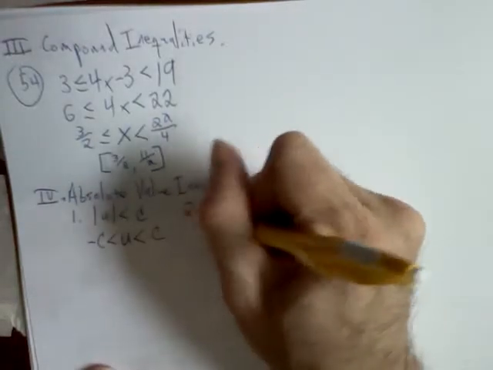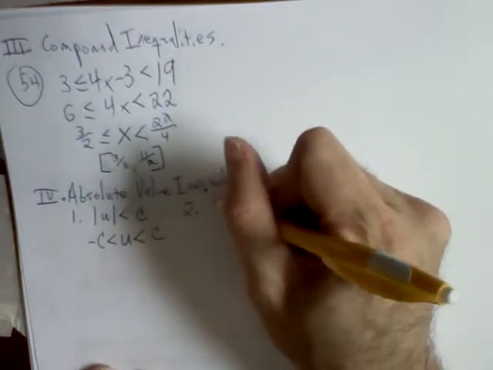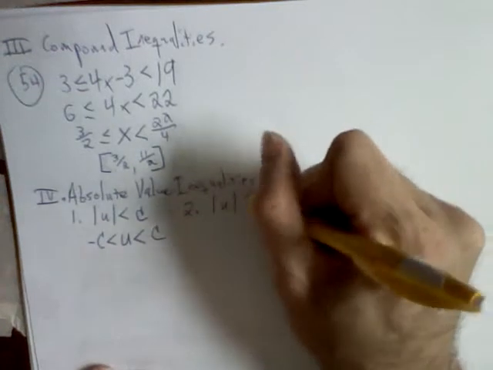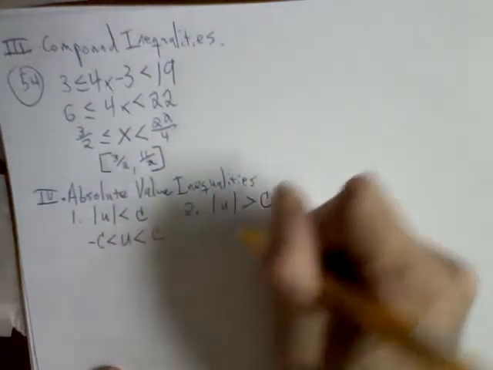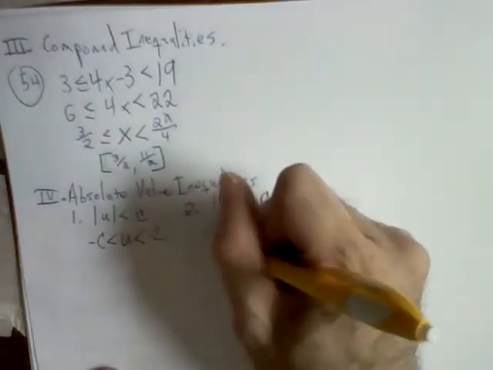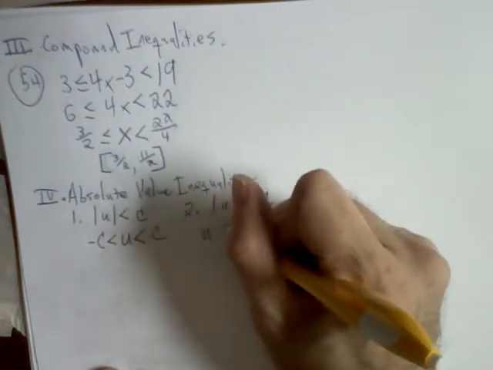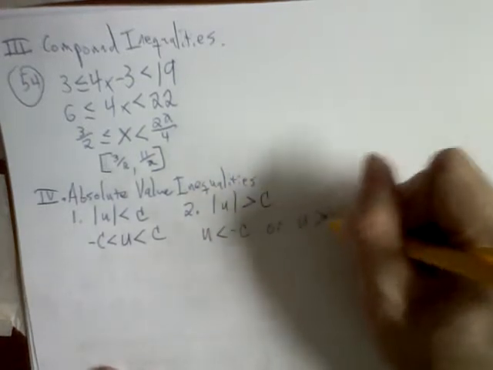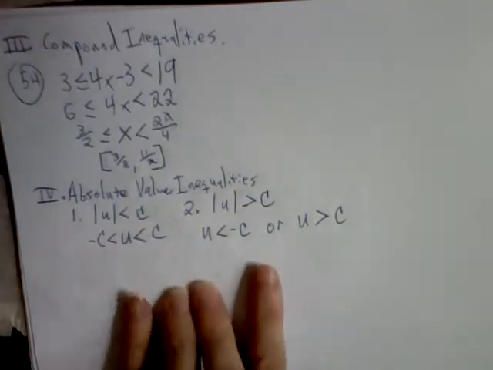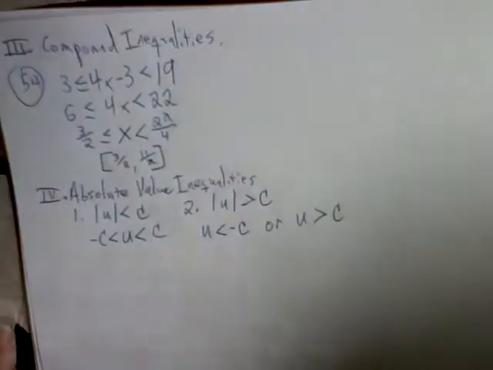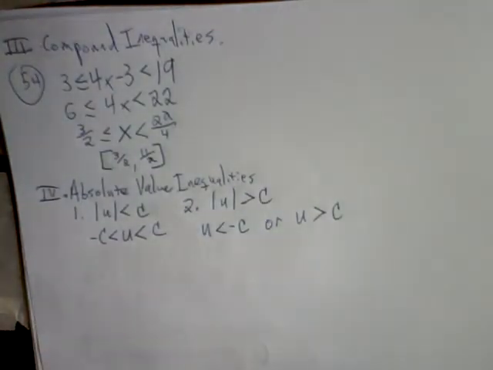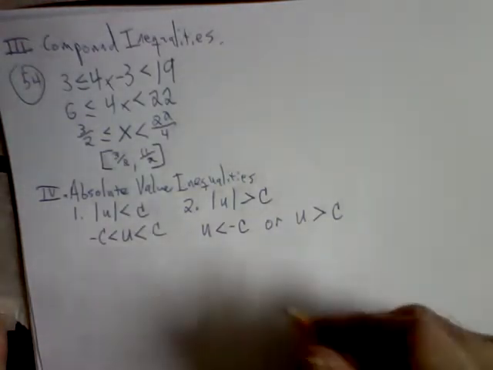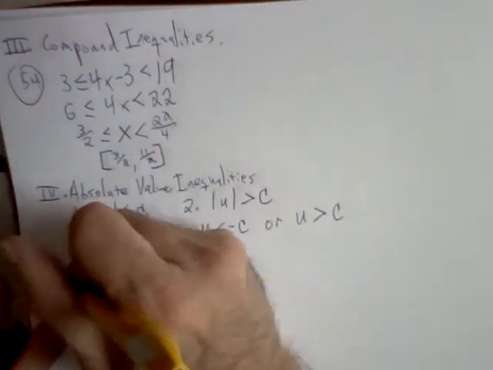The second type is the harder one, right? So the absolute value of u greater than c. And in this case, it splits into 2 inequalities. You have to say either u is less than -c or u is greater than c. Okay, there's no way around this process. You have to do it the way it's saying to do this. You can't invent your own process.